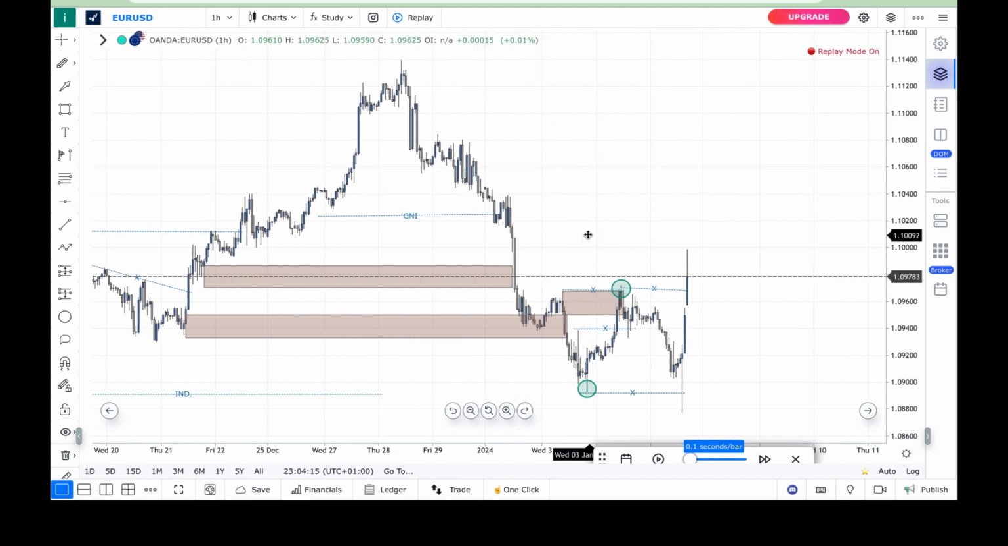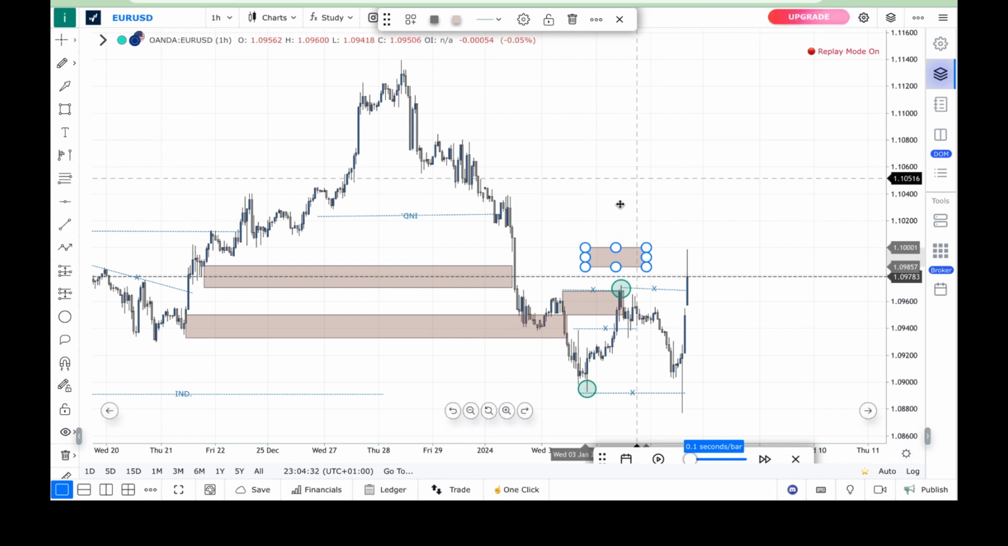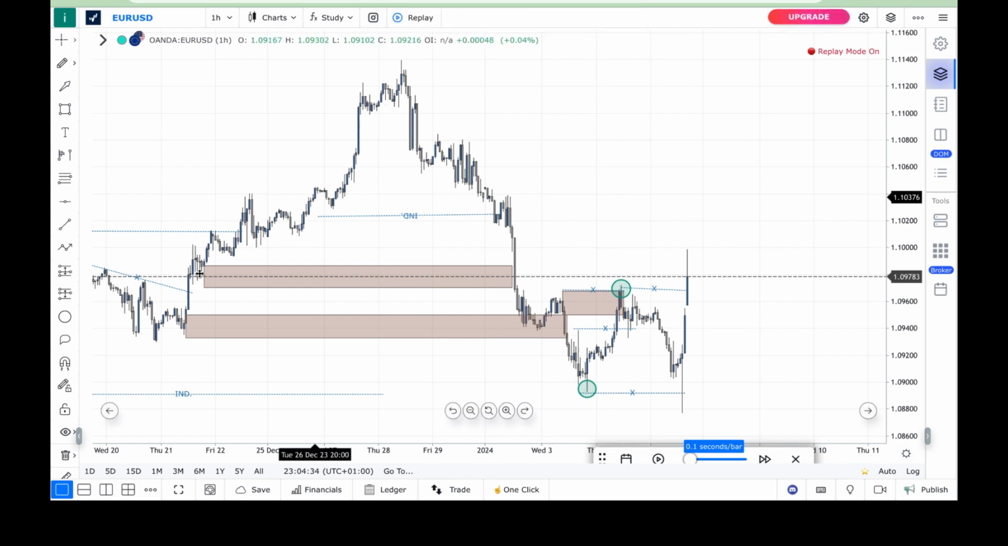Now, I know a lot of people will be thinking this one is a change of character. Yes, they'll be picking here as their change of character. They'll be picking there as their change of character, without knowing that market just wants to grab liquidity here and here before it now takes this particular structure. Now another set of people is about to be trapped.